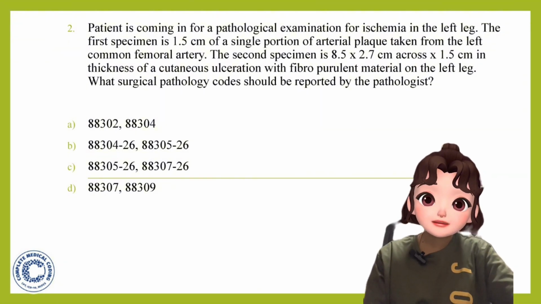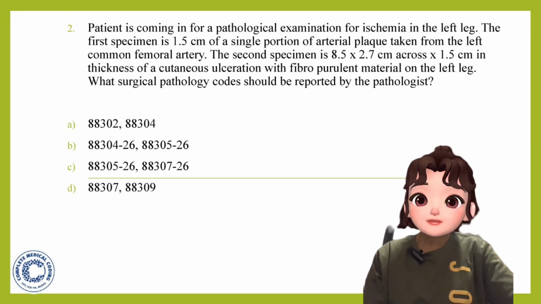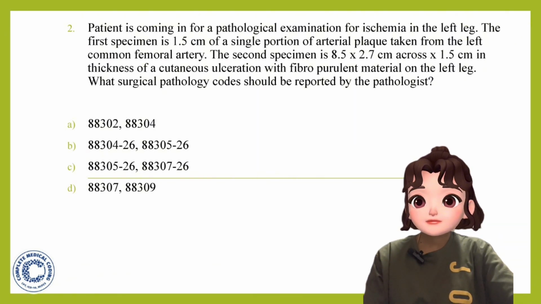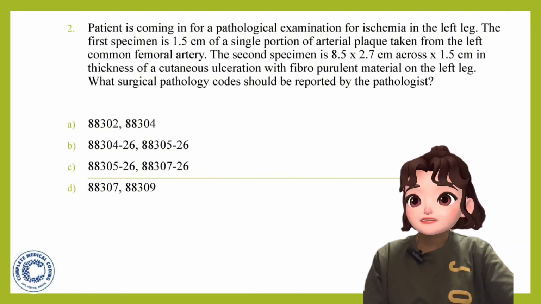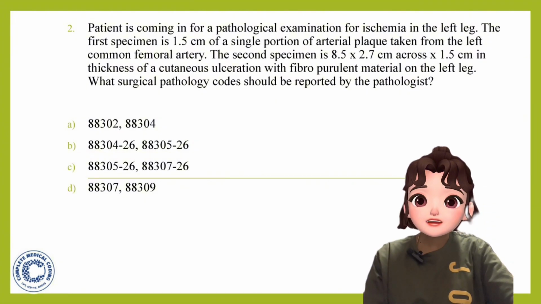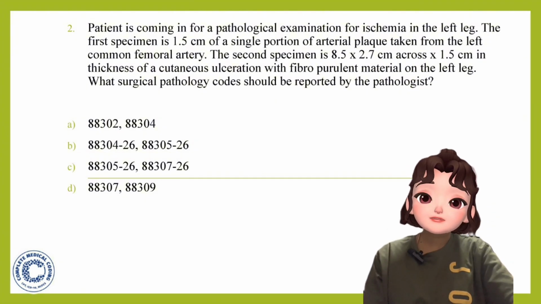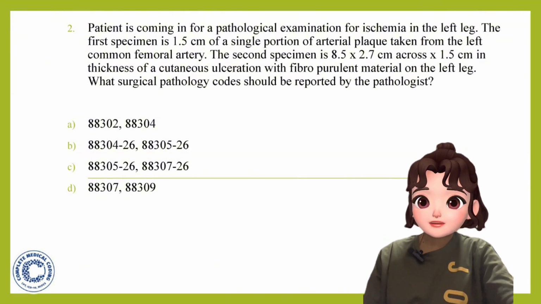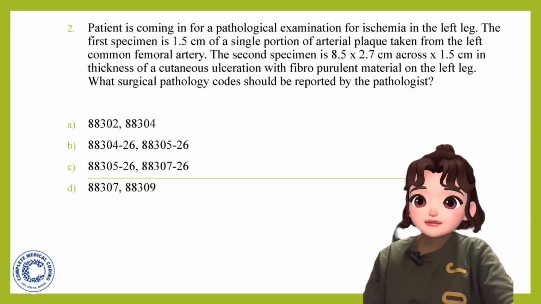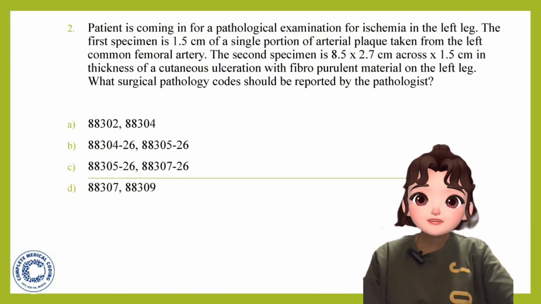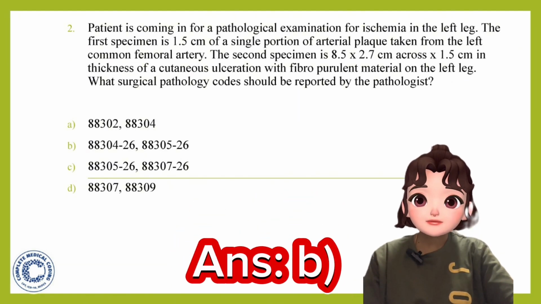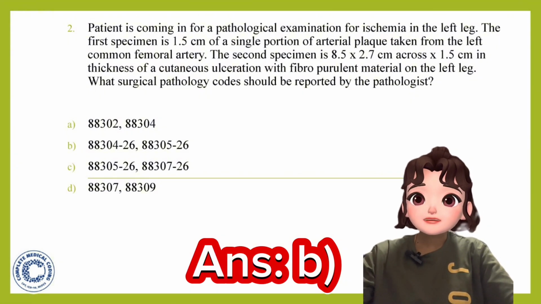This is the easy way to find the answer for surgical pathology codes. Since this is being reported by the pathologist, you have to append it with modifier 26, the professional component. So the answer will be option B, 88304 with modifier 26 and 88305 with modifier 26.